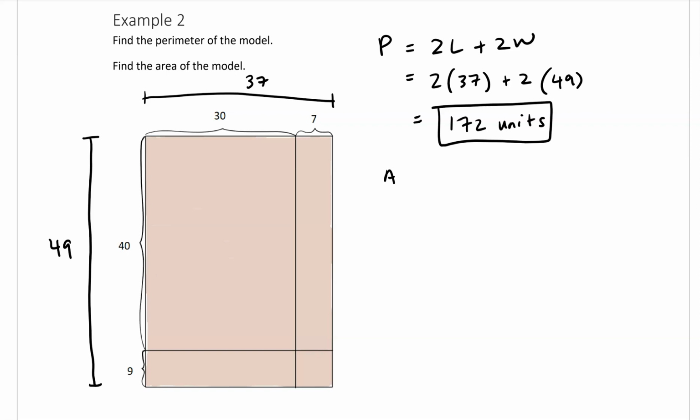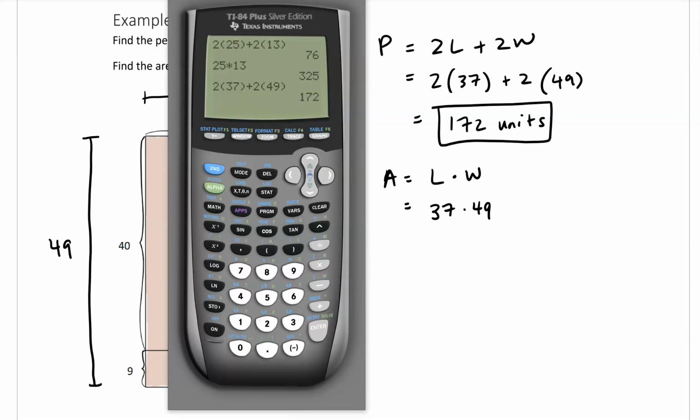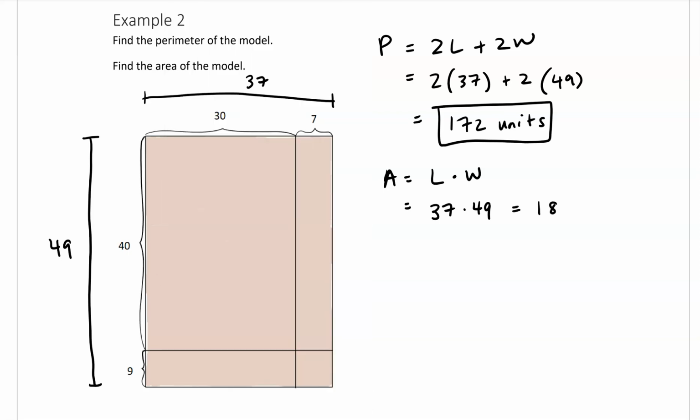So the area of a rectangle, recall that the area of a rectangle is equal to the length times the width. And in this case, that is equal to 37 times 49. 37 times 49 is equal to 1,813 units squared. So that's our area.